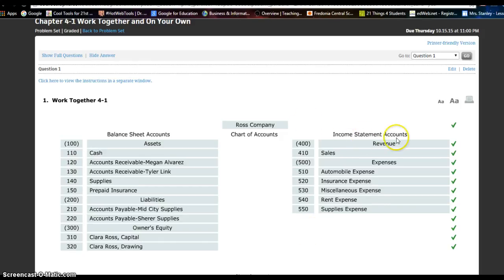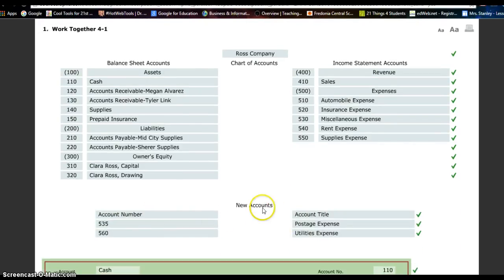On this side, we have our income statement accounts. Our 400 accounts are our revenue. The only revenue account we have right now is 410 sales. And then our 500 accounts are our expenses, starting with 510 automobile, 520 insurance, 530 miscellaneous, 540 rent, and 550 supplies expense. Down below, we have to open up our 2 new accounts as stated.